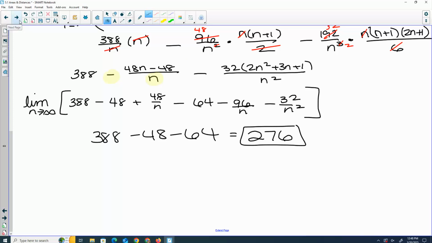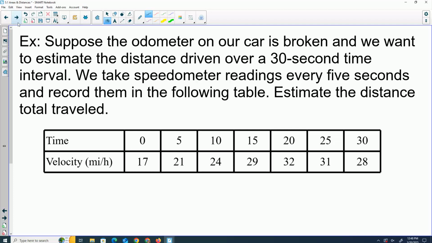It won't be as bad. What is an odometer? Measures your speed, or how many miles you've driven. Okay.